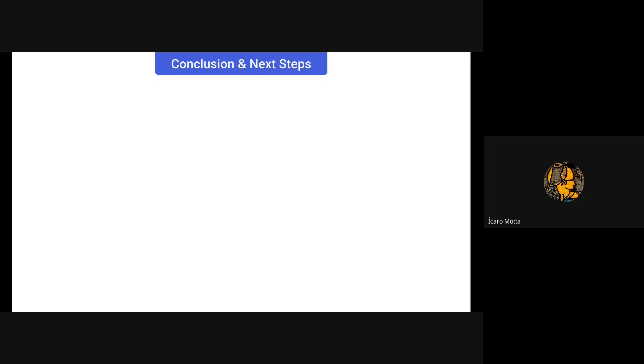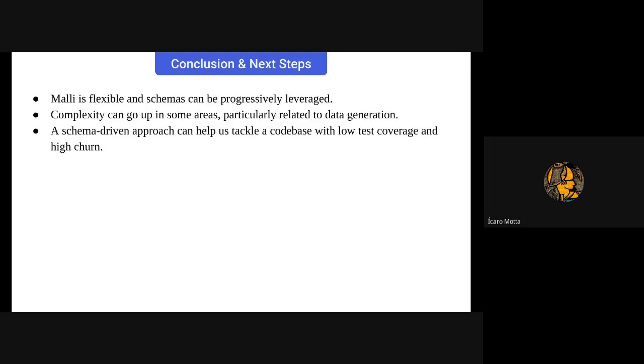To conclude the next steps, Malli is flexible. Schemas can be progressively leveraged. We don't need to commit to any big decision. We can use as much or as little as we need. And complexity can go up in some areas, particularly related to data generation, right? There is a learning curve, but we can ignore this part, this feature, too.